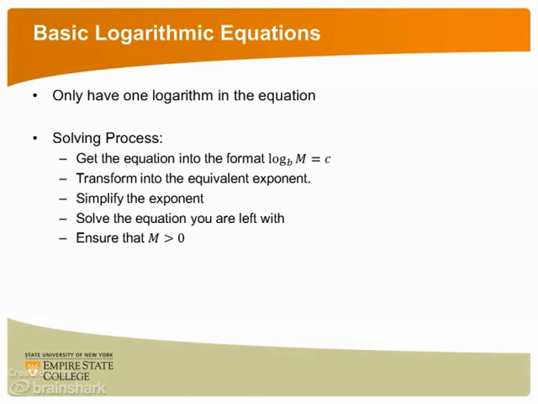Since our variable expression is the m, we should have numbers for the b and the c. We will simplify this b raised to the c exponent. Then solve the equation we have remaining. Finally, check your answer to make sure that the original variable expression is greater than 0. Let's look at an example.